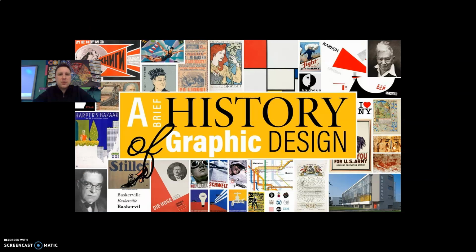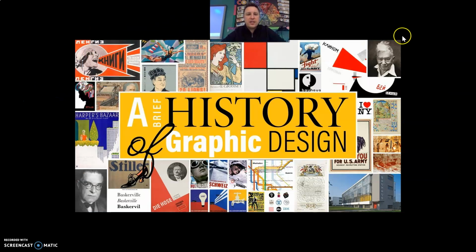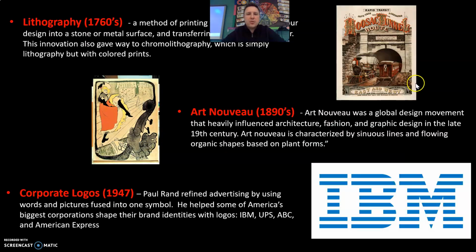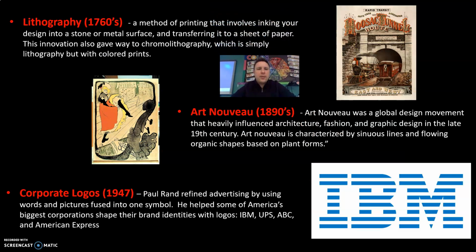So here we have the history of graphic design. You can see just by this screenshot here all the different graphic design images and how they've changed. So moving forward, I'm not going to read these verbatim. I just want to kind of introduce these. So graphic design basically started in the 1760s to 1700s, so it's well over 200 years ago, and it's basically a method of printing that involves inking your design to a stone or metal surface, and then you basically just print that onto the paper.